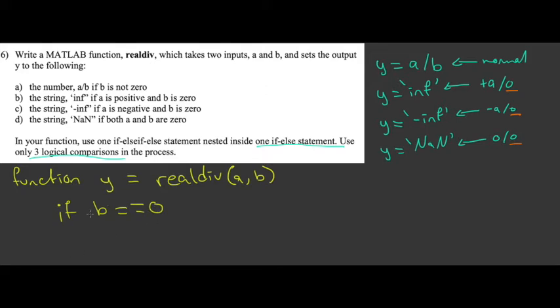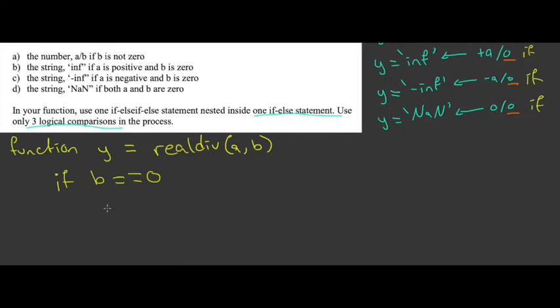Now we can nest an if-else statement inside of here, because for b equal to 0, we have 3 different possibilities. So let's do a little bit of nesting. We have another if statement. Let's start off: we'll say if a is positive. So the way to say that is that a is greater than 0. We're going to say y equals the string 'infinity'.